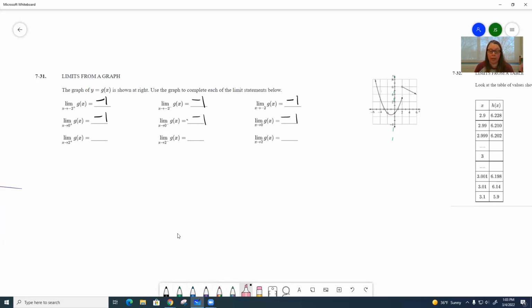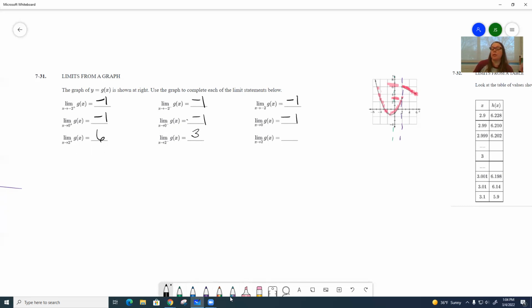All right, now we're looking at this at +2. So looking here. Okay, what am I going to start with? As I approach from the right. So here's the right side of 2. Here I am going up, up, up, up, up, and my y values are getting closer to that 6. And then I start over here on the left, and I go, I go, I go. I got to jump over that one, closer, closer, closer to, what is that? 3. So the limit of this is 3.